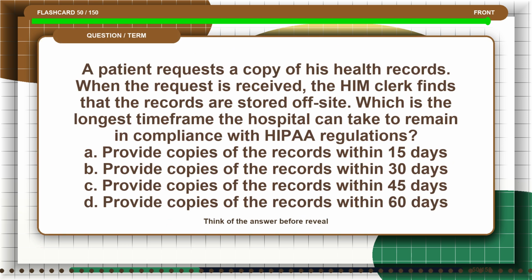Flashcard 50. A patient requests a copy of his health records. When the request is received, the HIM clerk finds that the records are stored off-site. Which is the longest time frame the hospital can take to remain in compliance with HIPAA regulations? A. Provide copies of the records within 15 days. B. Provide copies of the records within 30 days. C. Provide copies of the records within 45 days. D. Provide copies of the records within 60 days.